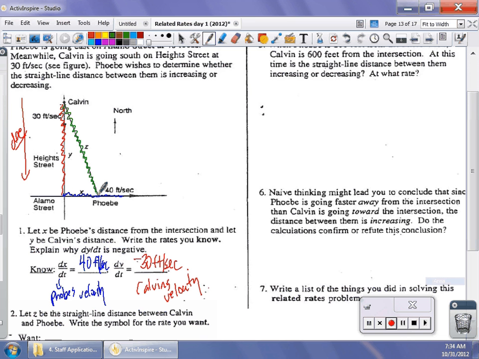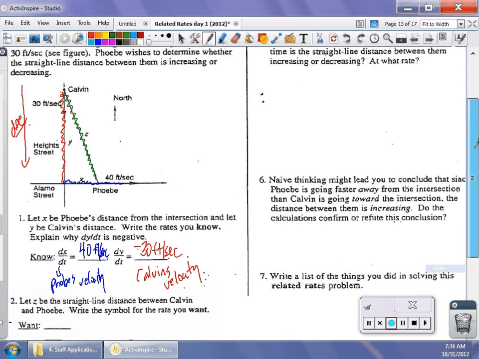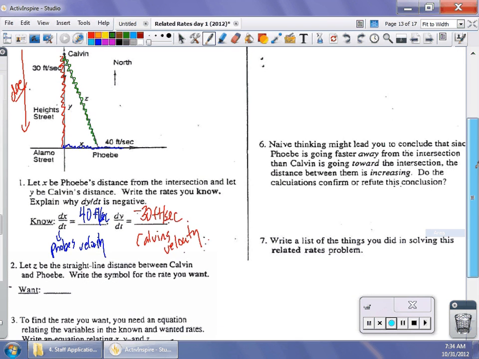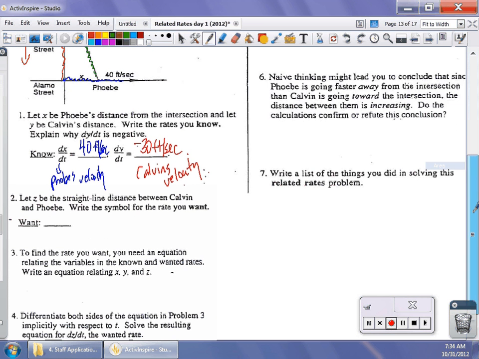So we're going to let z be the distance between Calvin and Phoebe. Now remember, they're moving, driving their cars. Calvin's going towards the intersection, Phoebe's going away from the intersection. So number 2 says, let the straight line distance between Calvin and Phoebe be z. Write the symbol for the rate that you want, where we're looking for the change in z over change in time. So there's that implicit differentiation that's going to come into play. Now, to find the rate that you want, you need an equation relating the variables. That's very important.